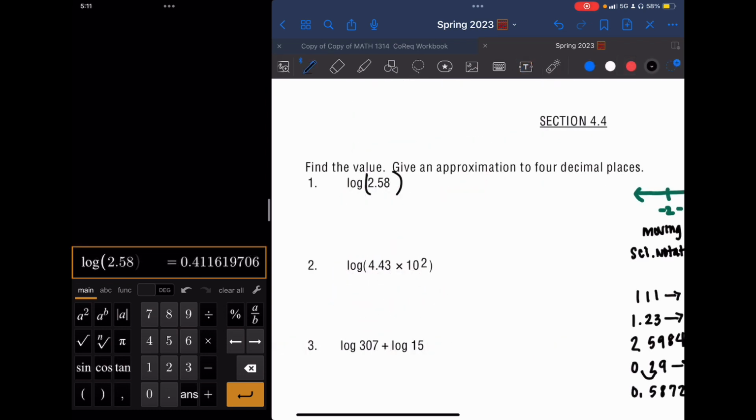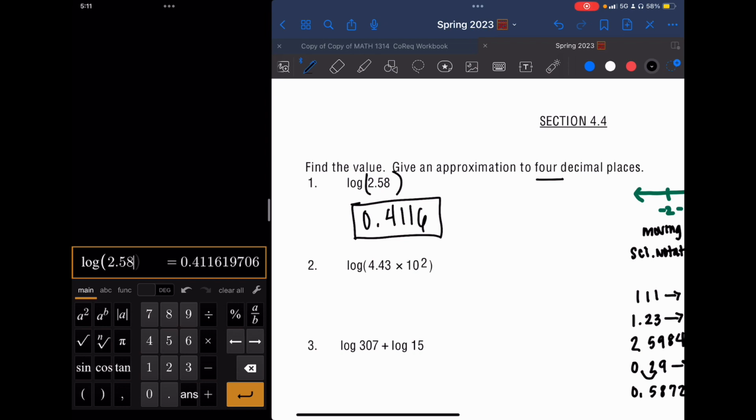Approximation of 4 decimal places. I went ahead and put parentheses around our argument, and I typed it into the calculator, so you do need a calculator for this one. As you read it, it's going to be 0.4116, and that is a correct estimate. It says 4 decimal places.